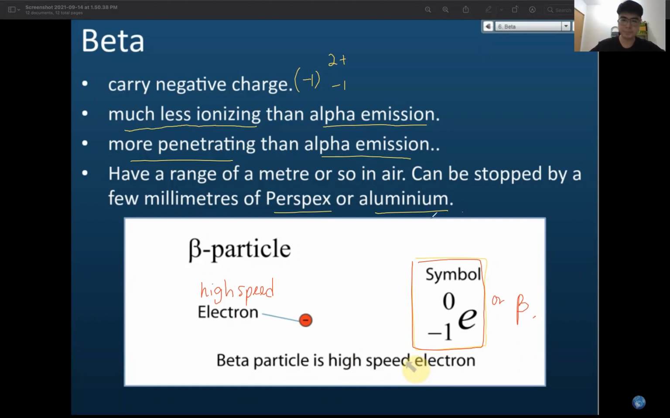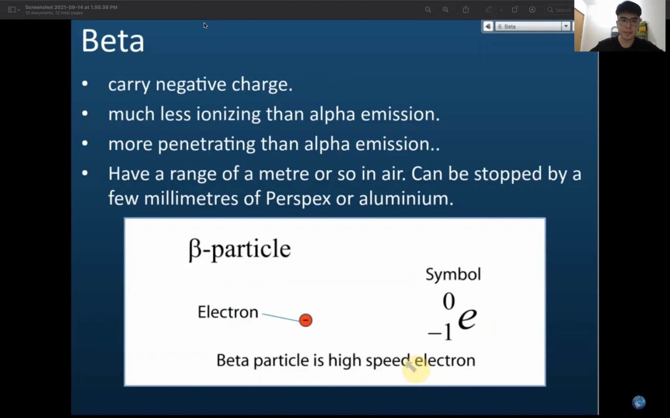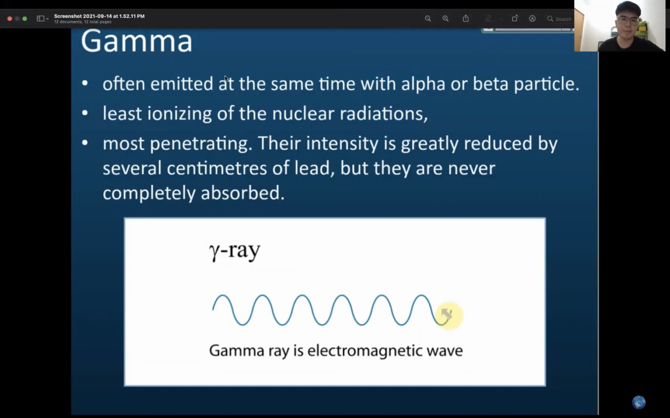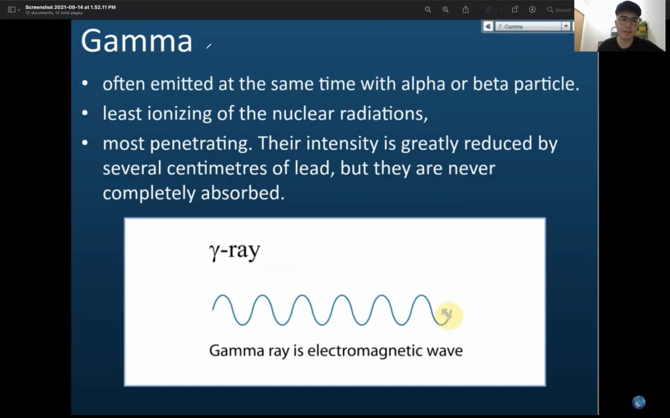Right, next one. The next one is gamma. Is gamma a particle? No, it is not a particle. So gamma has no mass. What is it? It is a wave, meaning that it is energy. When gamma is emitted, only energy is emitted. Okay, so it is often emitted at the same time as an alpha or beta particle.